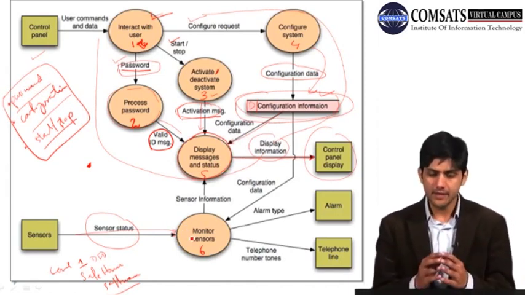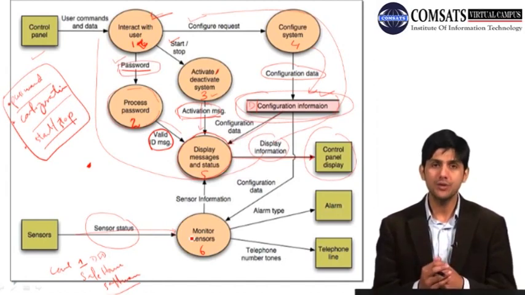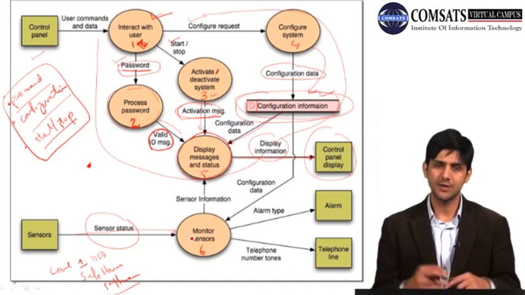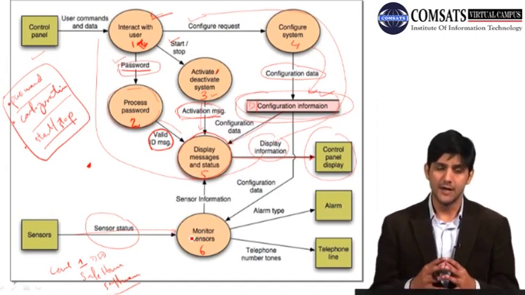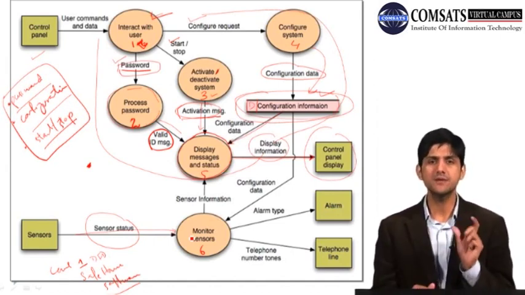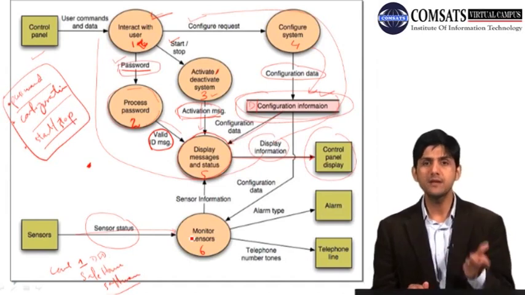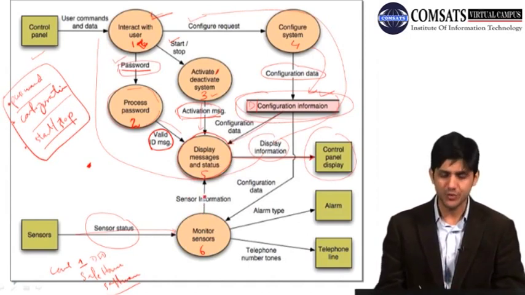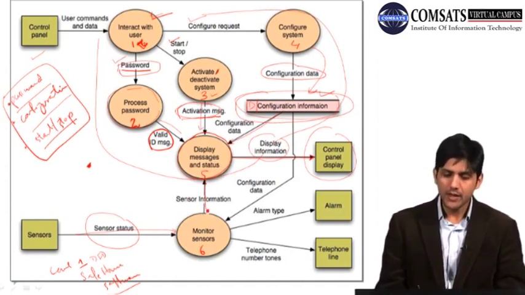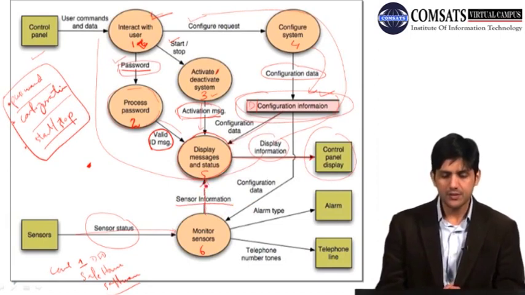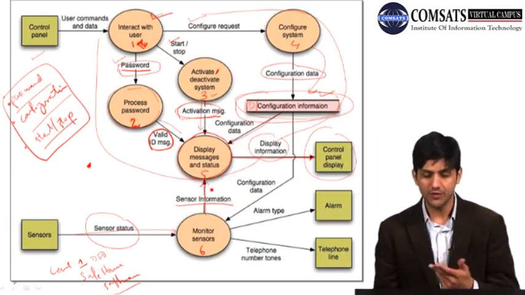And as I said earlier, there are multiple kinds of outputs which can be shown to the user, and we looked at a few of those: that you want to tell the user whether your password is updated or not, whether the configuration data is updated or not as well. Similarly, you also want to tell the user the status of different sensors, and display that on the control panel as well. So this monitor sensors process has multiple outputs. One output from this process is showing the sensor information to the user. So we need to send this data to the display message and status process, process number 5.